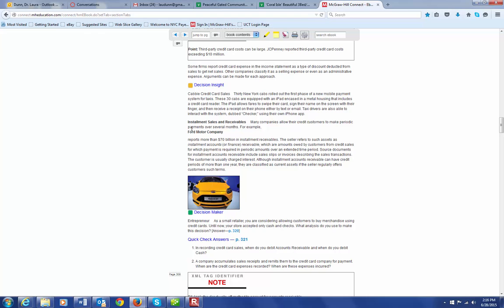Now, we also have something called installment sales and receivables, and this is where a company allows their credit customers to make periodic payments, meaning that you borrow the money and you owe them that money, so you've created a receivable for them, but you don't have to pay all of it at one time.